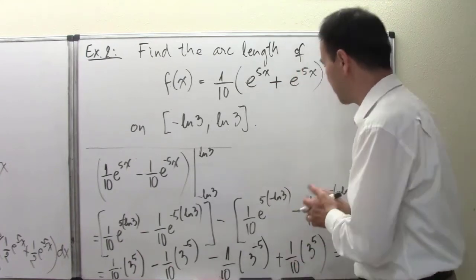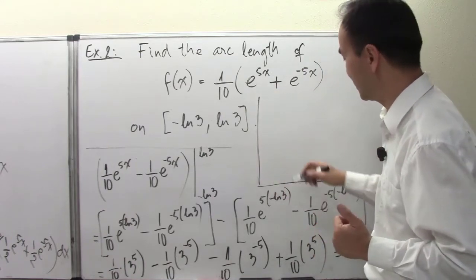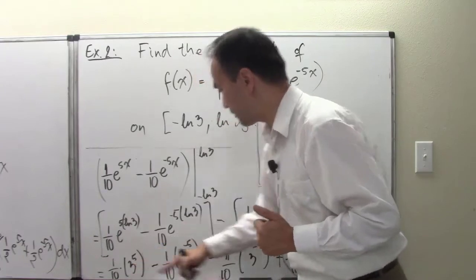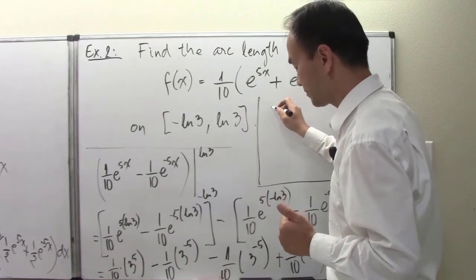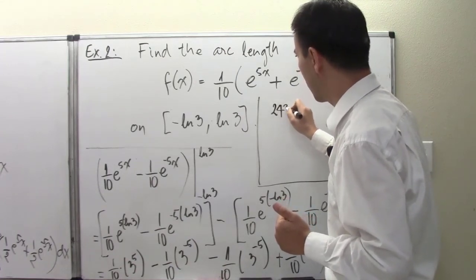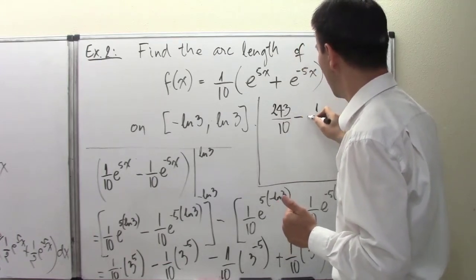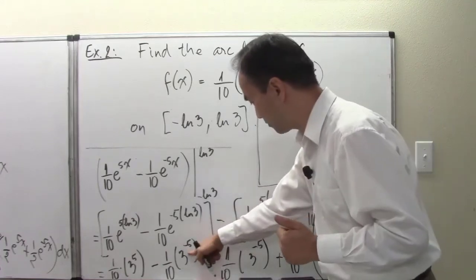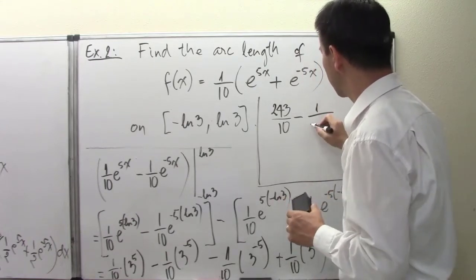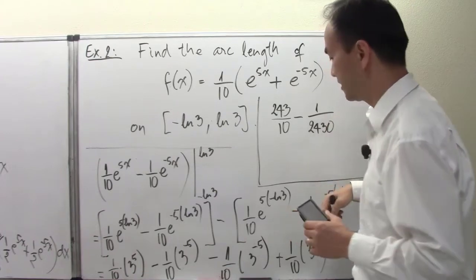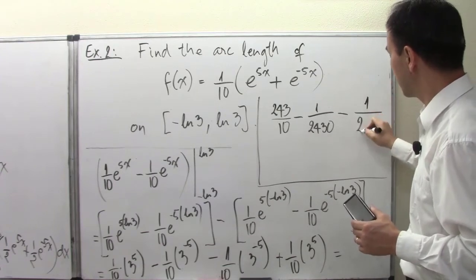I'm having a little bit of a hard time finding enough space to write this down. Okay, so 3 to the 5th and another 3 to the 5th over 10 right there. So that's going to make it 243 over 10 minus 1 over, and that's 3 to the negative 5 times 10, that is 2,430 in the denominator. And then there's another minus, so that's another minus 1 over 2,430.